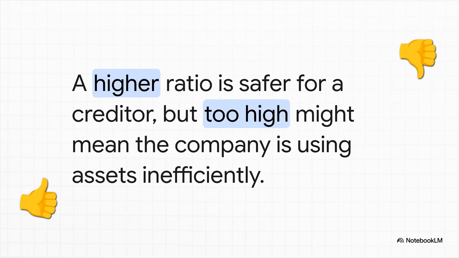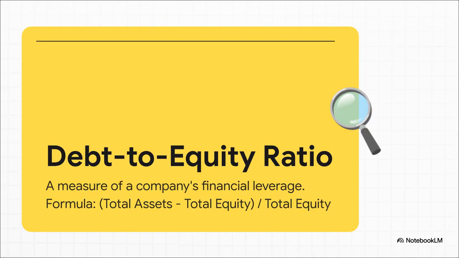If you're a creditor, a high current ratio is great. It means you're definitely getting your money back. But if you're an investor, a ratio that's too high could be a red flag. It might mean the company is just sitting on a pile of cash instead of investing it to grow the business. All right, next up, let's look at financial leverage with the debt-to-equity ratio.